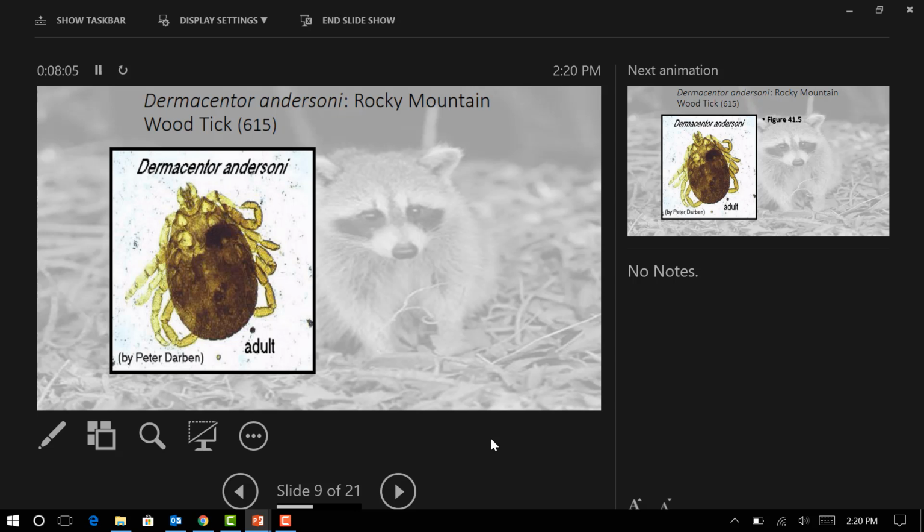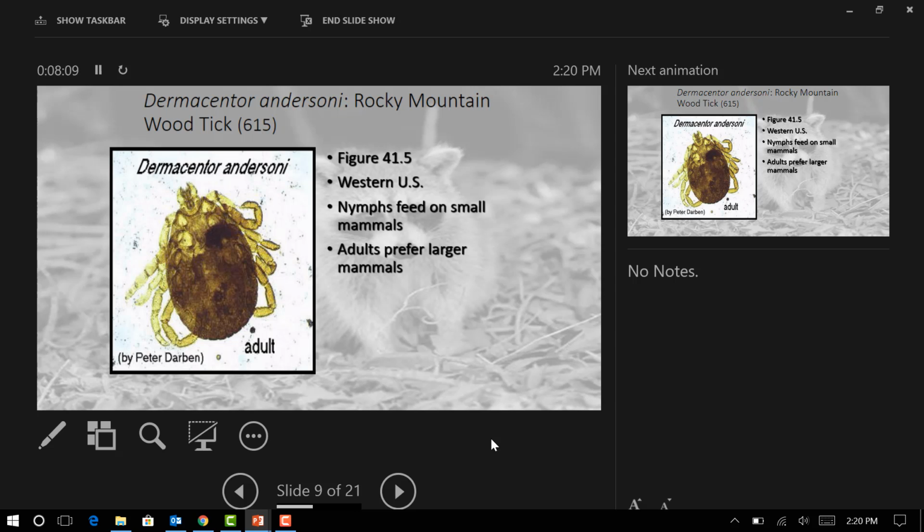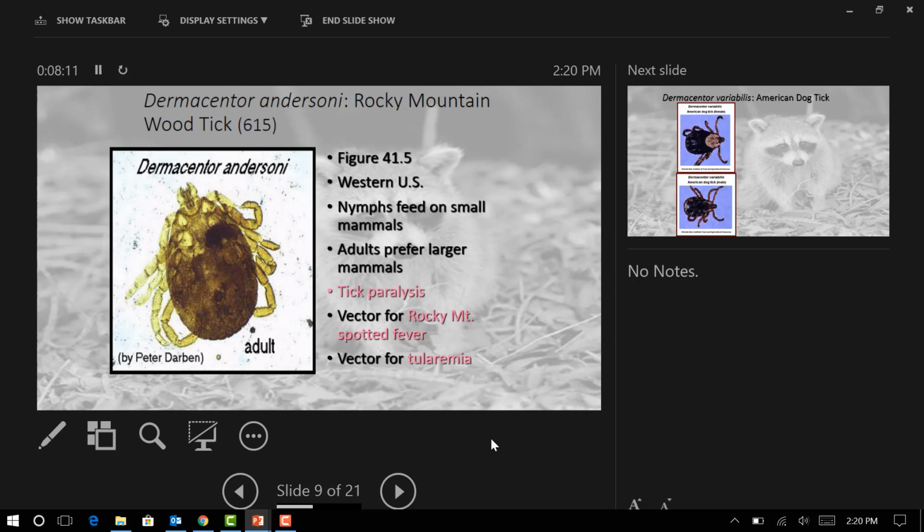Dermacentor andersoni, the Rocky Mountain wood tick. This one always makes me think of Dr. Anderson because somebody named Anderson named this tick after themselves. And I never understood that desire to name a parasite after yourself. I could understand naming a parasite after another person, maybe somebody you didn't like. I mean, maybe that was the case. Maybe somebody that really didn't like somebody with the last name Anderson named this after them.